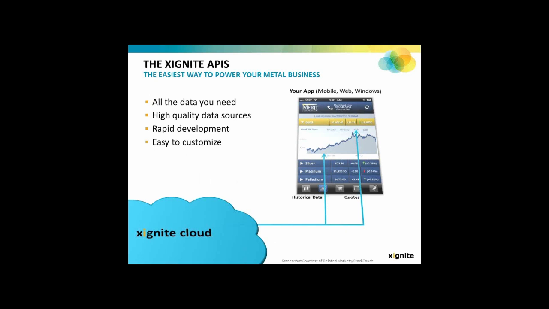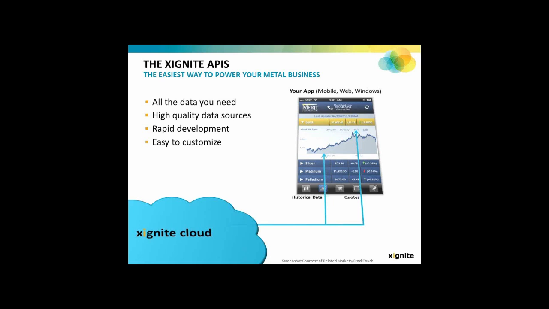Let me step back a little bit and talk about what's behind some of the things you've showed us. You've showed us widgets, charts, apps and product catalogs, and all the things you've built for your clients are essentially powered by the Xignite APIs. Xignite APIs are simply a way to get the data you need from the cloud, the Xignite cloud, which also runs on top of Amazon.